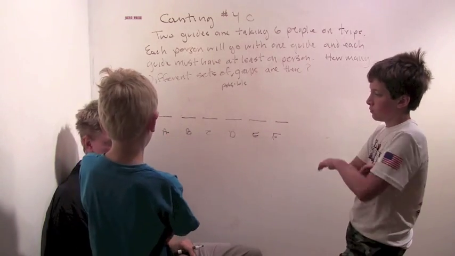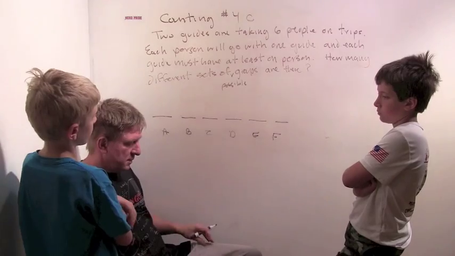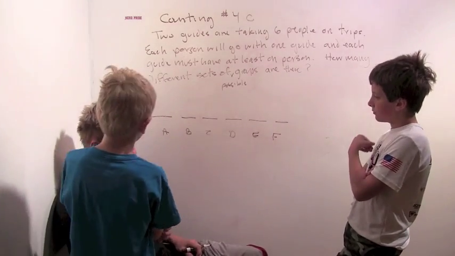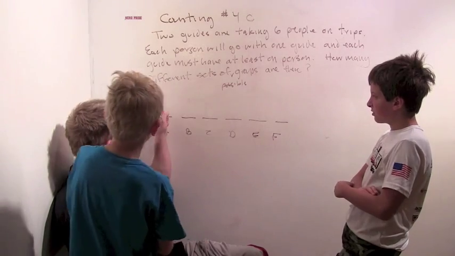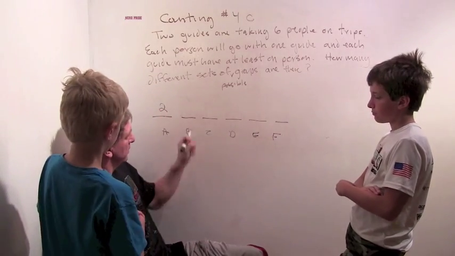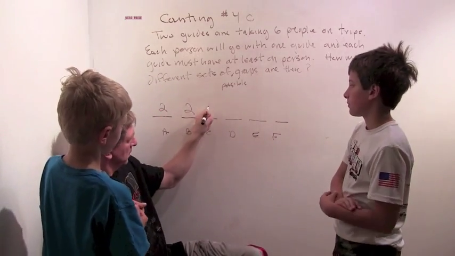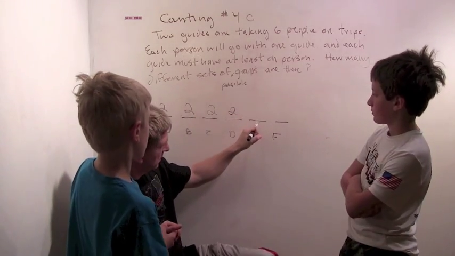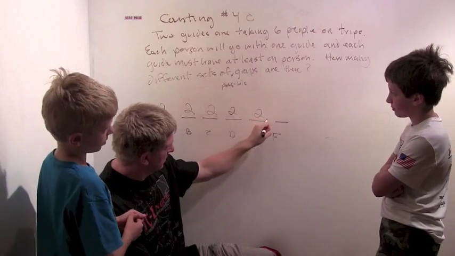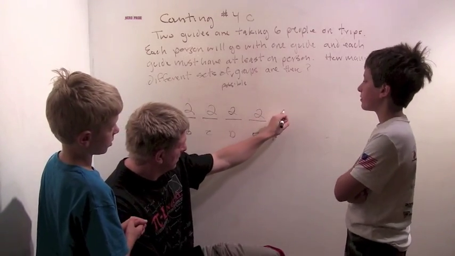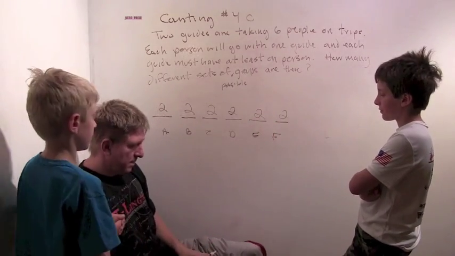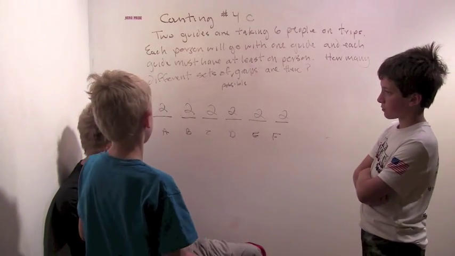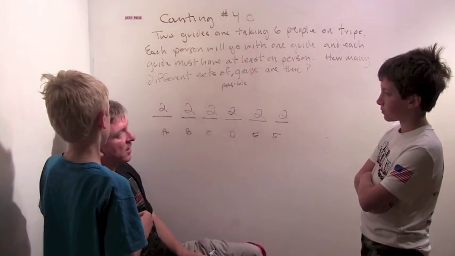Person A can choose from 2 guides. Person B can choose from 2 guides. Person C can choose from 2 guides. Person D can choose from 2 guides. Person E can choose from 2 guides. So each person has a choice of 2 guides.